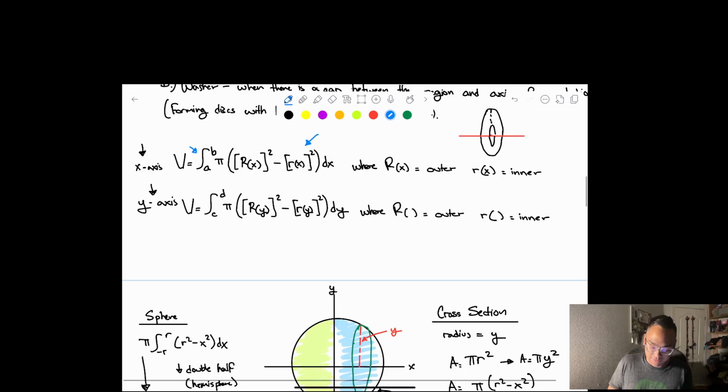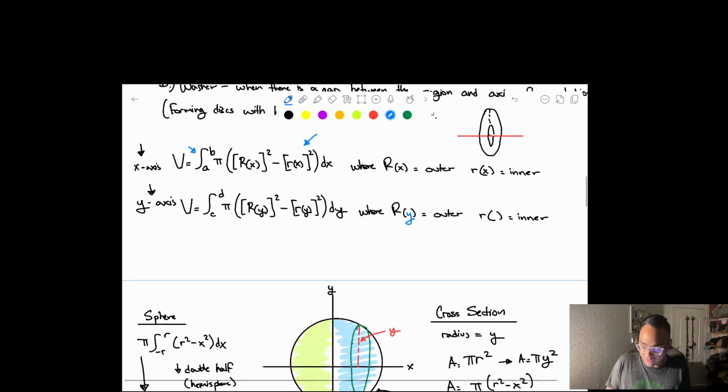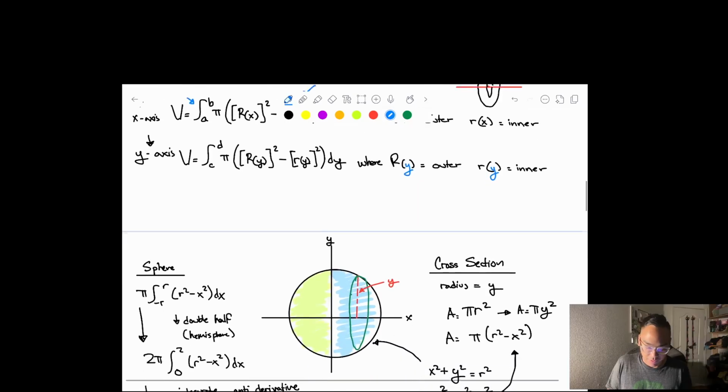For the y-axis, it's just about the same. So it's going to be V is equal to the integral from lower limit c to upper limit d of pi times R of y squared minus lowercase r of y squared dy, because I'm writing these variables. So if you notice, in the y-axis it's going to be R of y, and even in the inner part it's going to be r of y. So the only thing that really changes is the r of y.